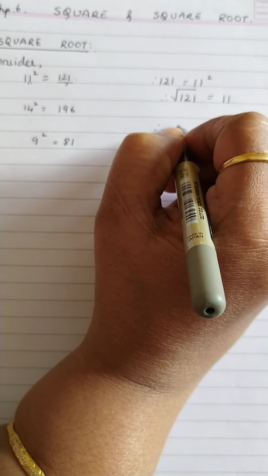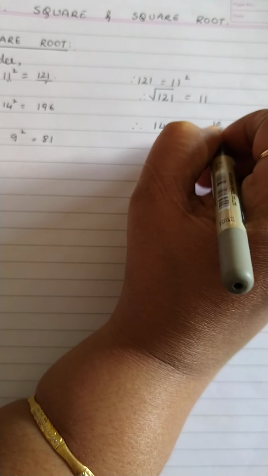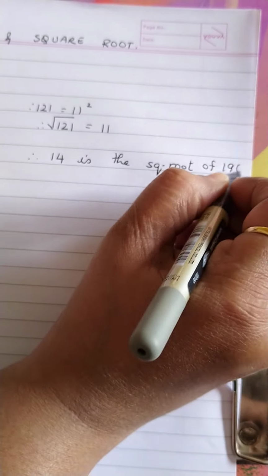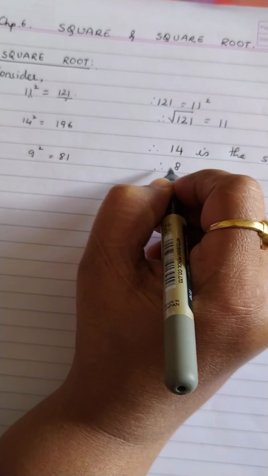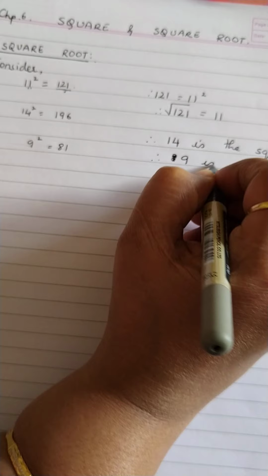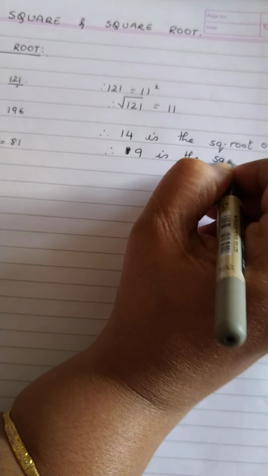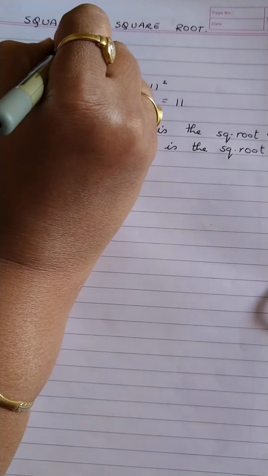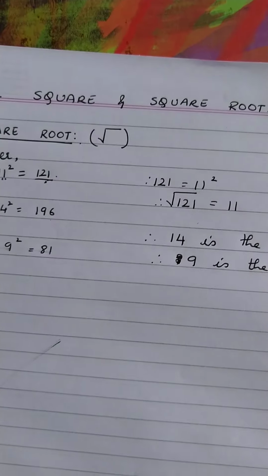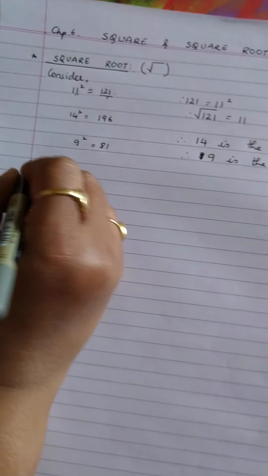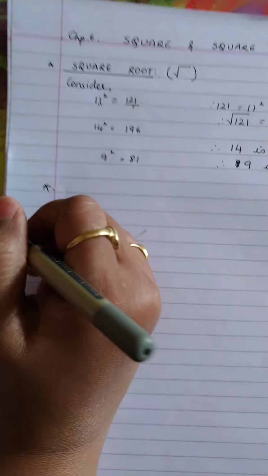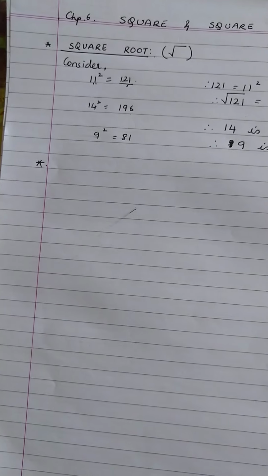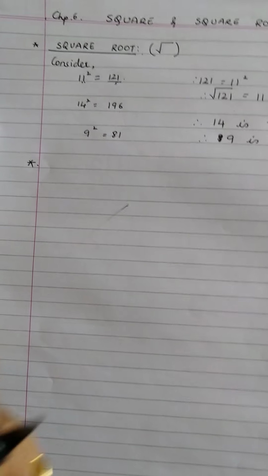Similarly, we'll write 14 is the square root of 196. Likewise, we'll say 9 is the square root of 81. And the symbol for square root is root. I hope it is clear. We are going to learn different methods of finding the square root. One first method that we have already studied is repeated subtraction.